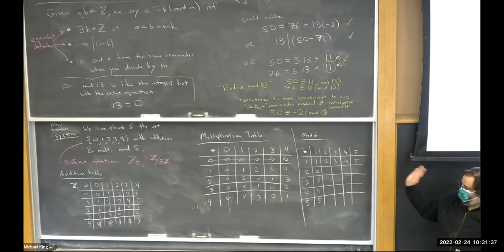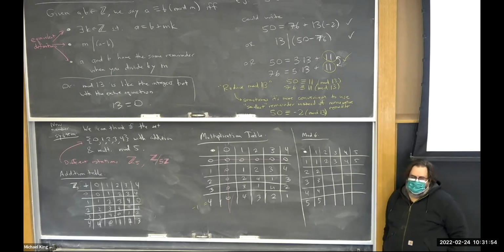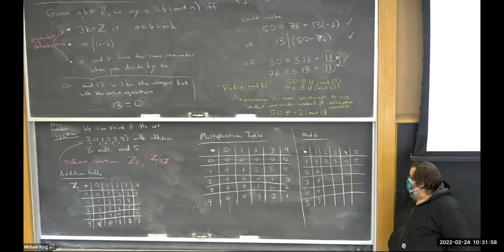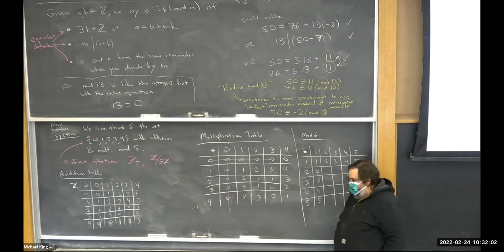The addition tables are kind of boring. We don't usually write those down very much. You can sort of see what the addition table is going to look like. The multiplication tables are much more interesting. Now you're doing mod 6, right?